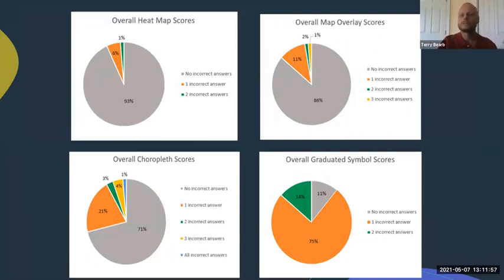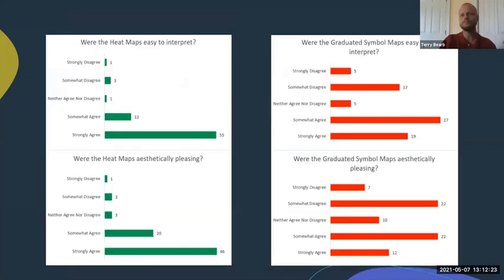Here we're looking at the 4 different thematic maps and how each survey taker did in answering questions about those maps. Here represented in the color of gray is the percentage of scores that indicates the participant got all the questions answered correctly. So we can see that the heat map had the overall highest at 93%. The overall lowest came from the graduated symbols map at 11%. And the most variation in answers came from the choropleth maps.